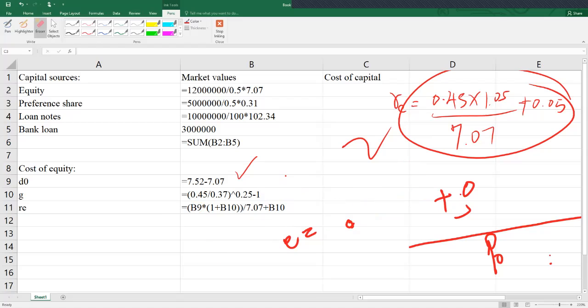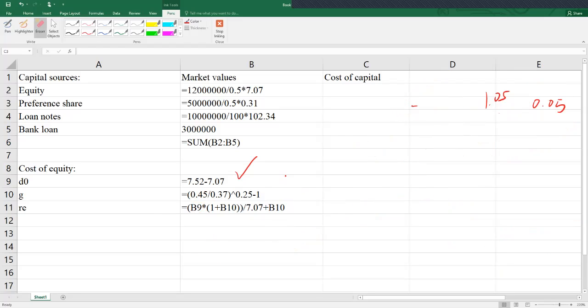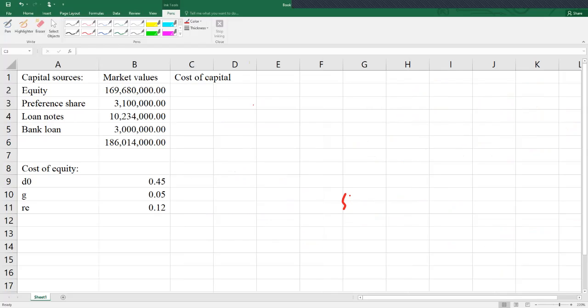Brenda, it's clear? Yes. Okay, great. That therefore gives us the cost of equity. The cost of equity for the company is equal to 12%.